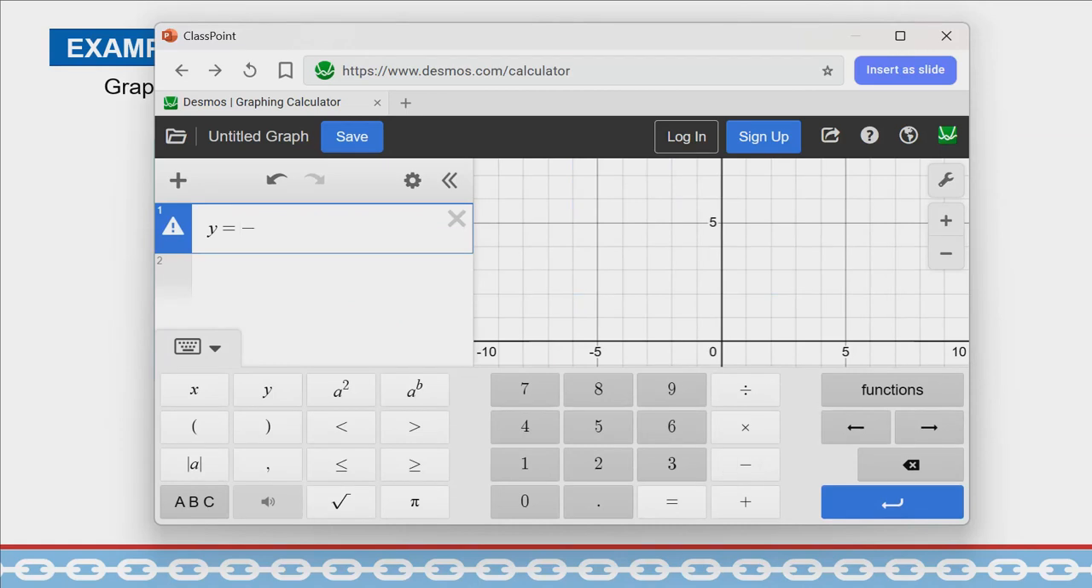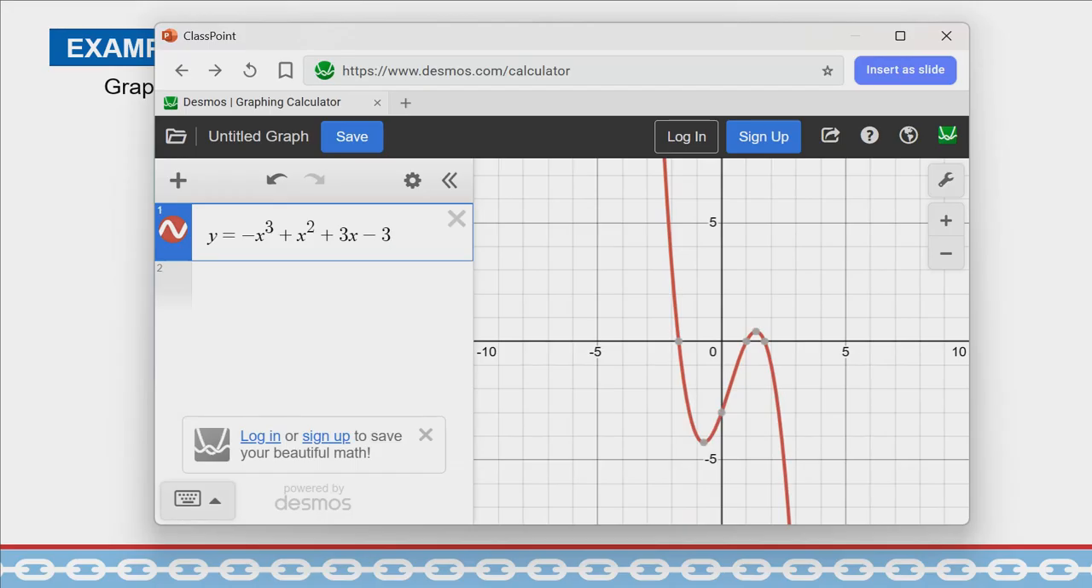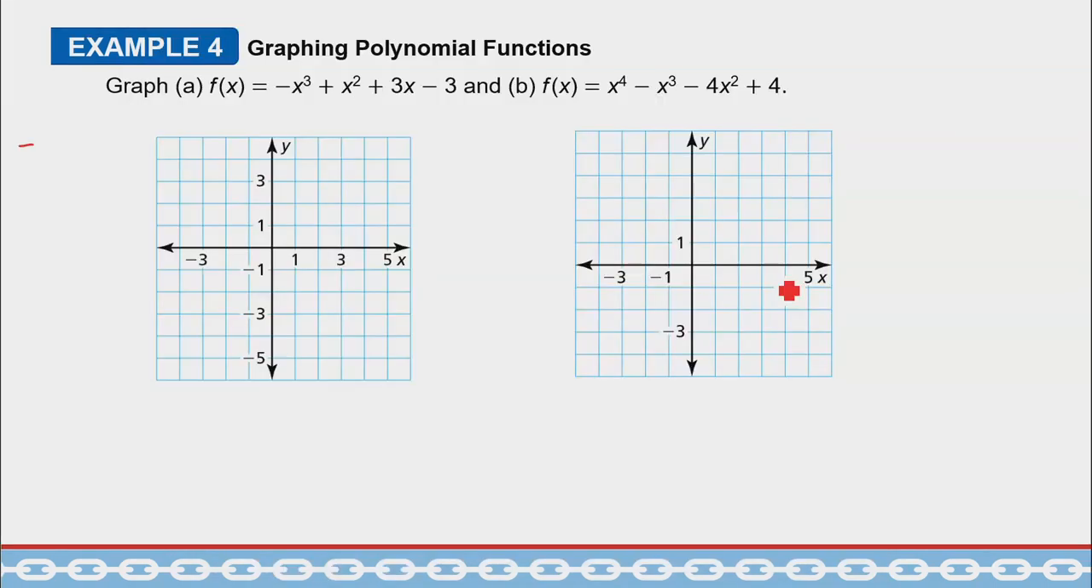So it was negative x to the third plus x squared plus 3x minus 3. Right, so we get an idea of our graph here, and then I'm just going to record some points, right? I have a point, looks like I have a point right. So I'm just going to start recording some points.